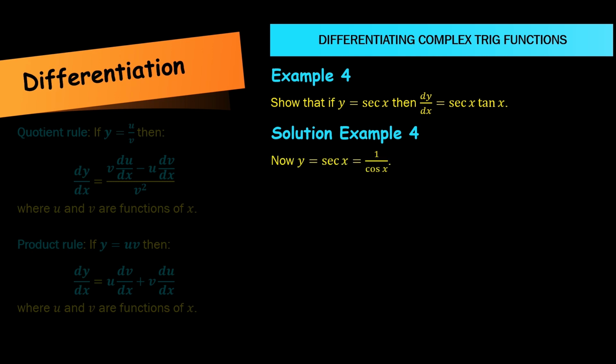Y equals sec x can be re-expressed as 1 over cos x. So we can apply the quotient rule and let u equal 1 and v equal cos x to give us du dx equals 0 and dv dx equals minus sin x.